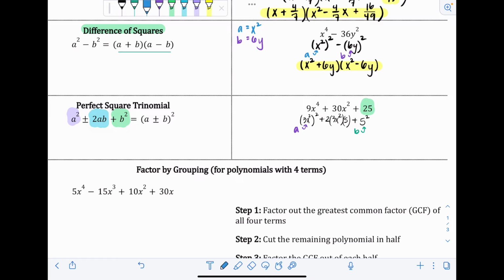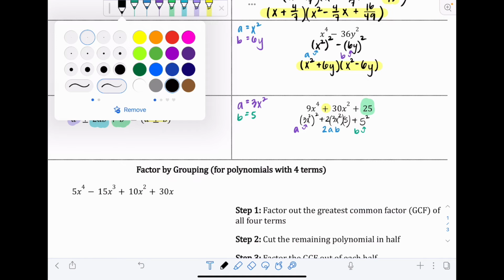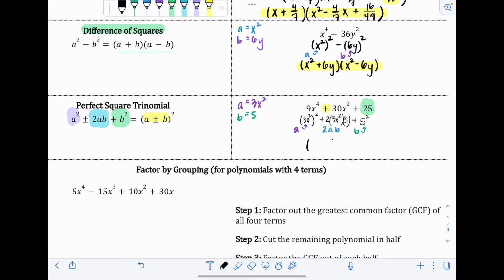Okay, so this is my A, and then B was last, and then this is 2AB right here. So now that we have those, we know A is 3x squared, B is 5, and it factors into A plus B squared. This was a plus, so ours will be a plus also. So now I can just write it as a binomial squared, and it's A first, so 3x squared, and then plus B, so plus 5.